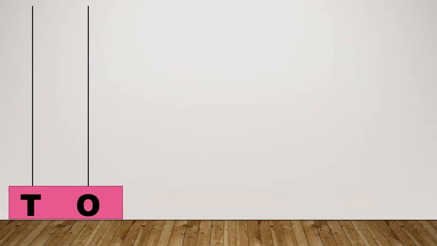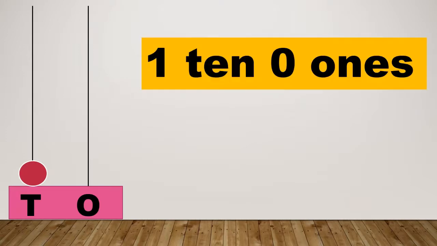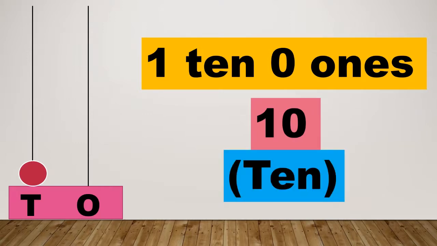First, I put one bead in tens place. How many beads did I put in tens place? One bead. And how many beads did I put in ones place? 0. It means 1 ten, 0 ones. 1 ten, 0 ones make 10. TEN, 10. 10 is the first two-digit number.